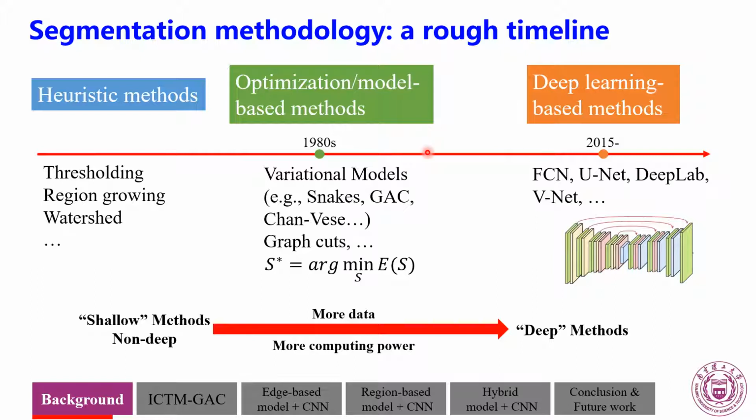This is a rough timeline of segmentation methods. Before the 1980s, segmentation was usually conducted by heuristic methods such as thresholding, ridge-going, and watershed. After the 1980s, with the development of variational models, segmentation is often regarded as an energy functional minimization problem. In general, we will first build an energy functional regarding the segmentation contour, then we design optimization algorithms to minimize the energy functional. With the increase of data and computing power, segmentation enters the deep learning area. Many segmentation networks have been proposed, such as fully convolutional networks, UNet, DeepLab, VNet, and so on.